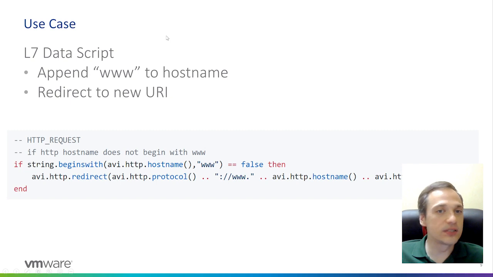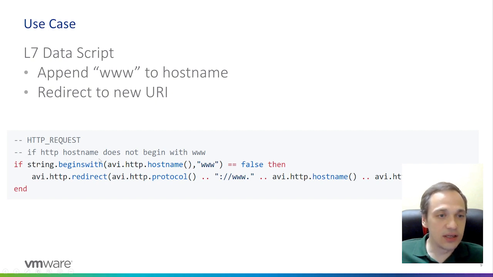So let's take a look at a simple use case. The requirement was to have www in the client request. So if the client goes, for example, to google.com, we needed it to look like www.google.com. And let's look at the actual DataScript itself. It starts with 2 dashes. 2 dashes in the Lua language just mean a comment. So the first line is just a comment that this script is running upon HTTP request.